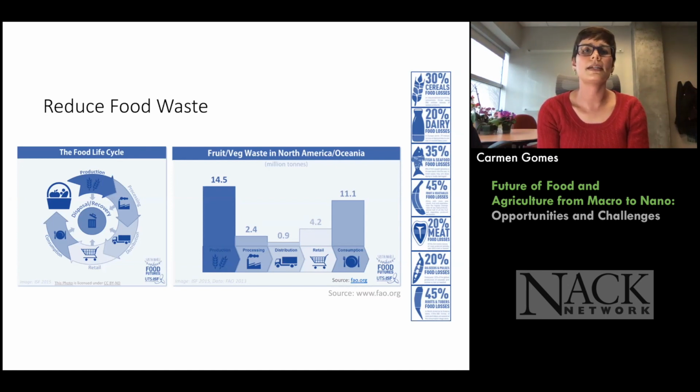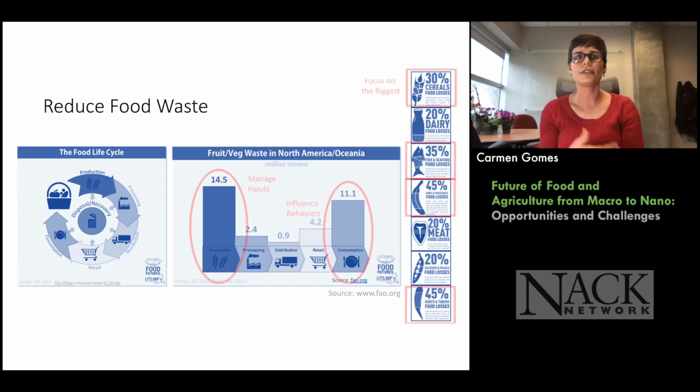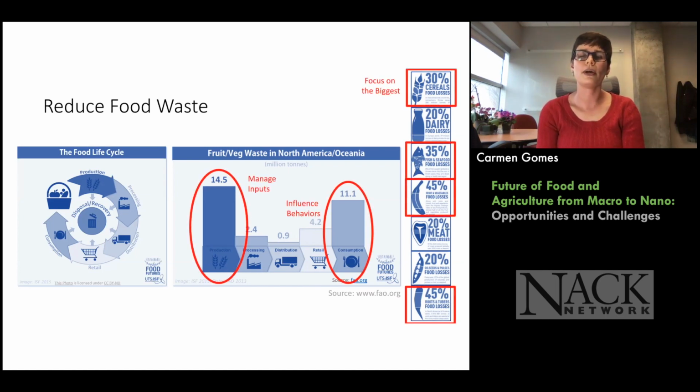And you can see here on the food life cycle, most of the food wastage happens either at the production side while you are harvesting the material, or at the consumer level. Ways of tackling that would be managing inputs and influencing behavior. And in the next slide, I will discuss the ones that are the biggest problems.